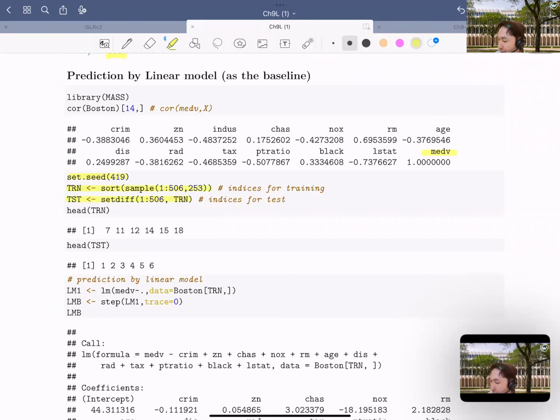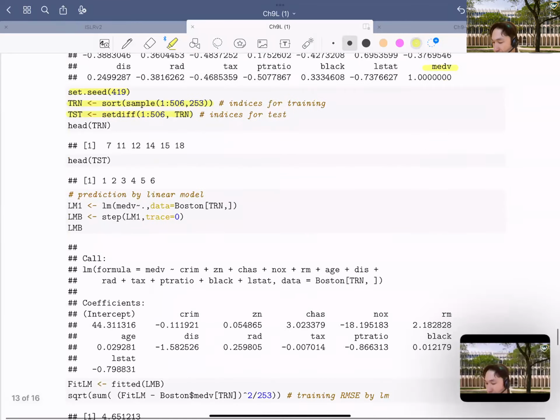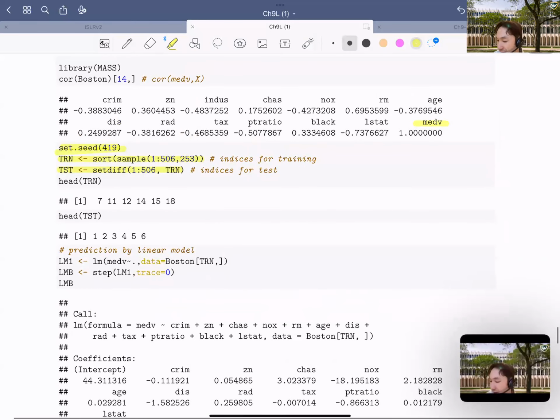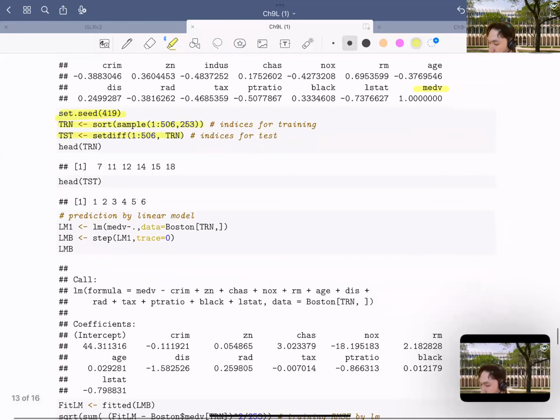We set the training set and the test set. I just use 50% of observations as the training set at random, and the others as the test set. So 253 observations each. I just set the seed for reproducibility.